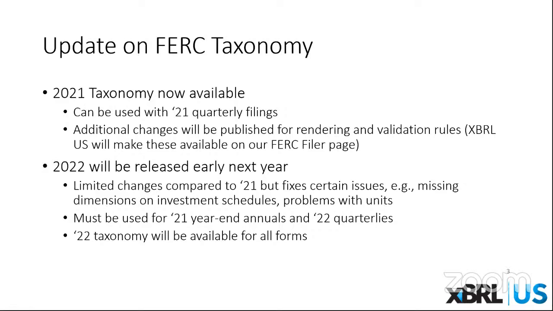So that should be available early next year, and then folks can file. If you want to start getting your annual filing ready, it'd be fine to do it with the 2021, and then just flip it to the 2022 when you're ready to file and when that's been released. And that taxonomy will be available for all forms, so you would expect to use that no matter what type of form you are filing.